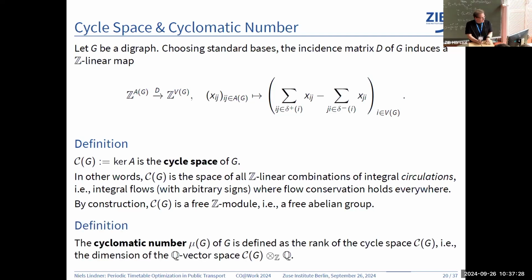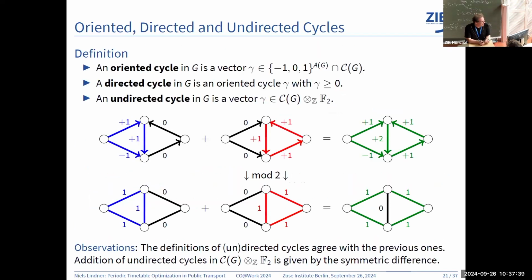It's a free abelian group, and it has a rank, and the rank is just the same as the dimension if I would have done this over a field. And this is called the cyclomatic number. And then there are types of cycles. So we have the cycle space, but this is just integral circulations. We consider now oriented cycles. These are circulations where we restrict the entries to -1, 0, or 1.